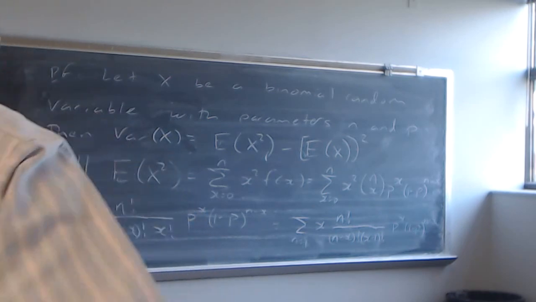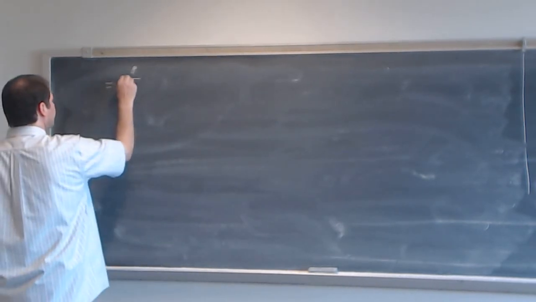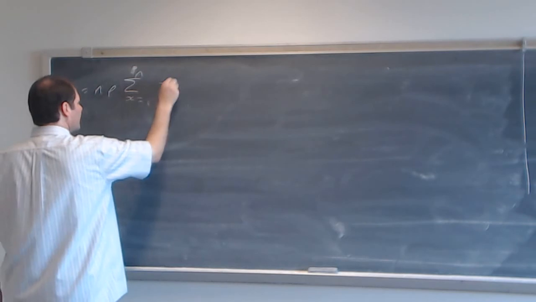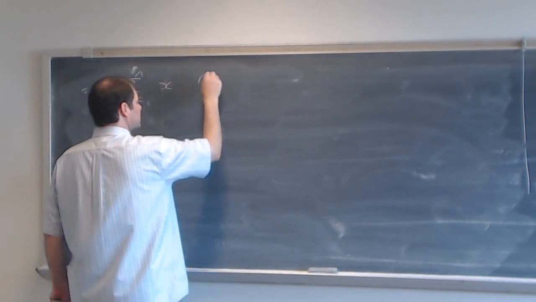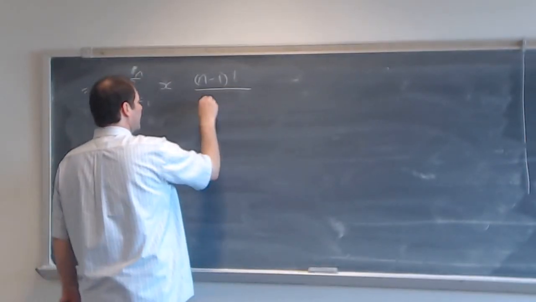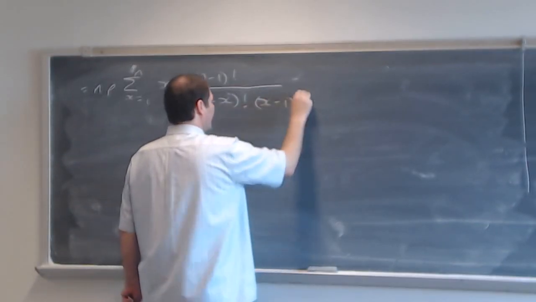Not that much more to go on this proof, but we've got to do example 2. So, continuing on, what we're going to have is a sum. Let's pull out an n and a p. The sum as x goes from 1 to n of x. When I pull out an n, it's from an n factorial, and so it's n minus 1 factorial, over n minus x factorial, and x minus 1 factorial.